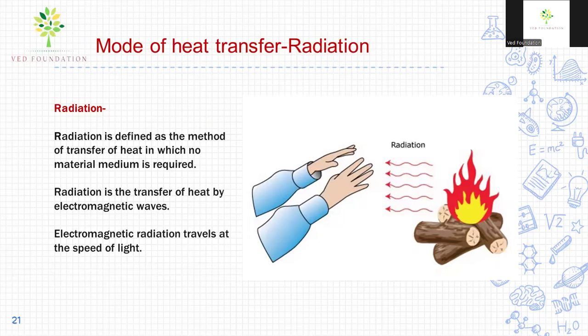The third mode of heat transfer is radiation. Radiation is defined as the method of heat transfer in which no material medium is required. It means radiation can take place through vacuum also. Radiation is the transfer of heat by electromagnetic waves. Electromagnetic radiation travels at the speed of light.